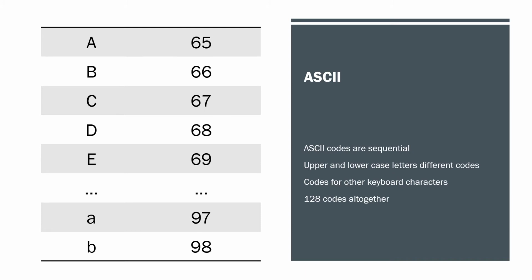ASCII codes are sequential, so if you know the code for a capital A, you can work out the codes for all the other letters of the alphabet. Lowercase letters have a different series of codes. ASCII has 128 codes altogether, so that's all the letters of the alphabet, and most of the other keys that you can type on your keyboard have got their own ASCII code.